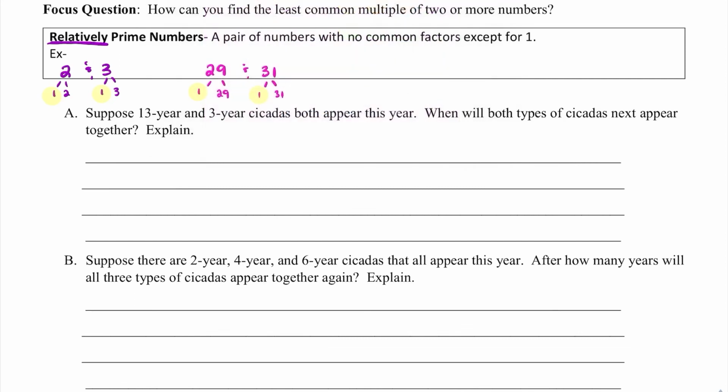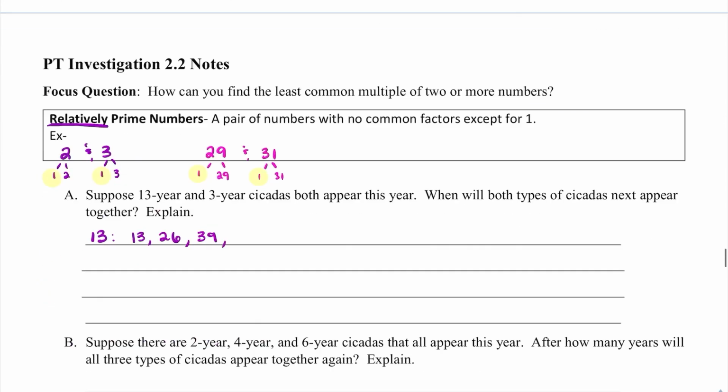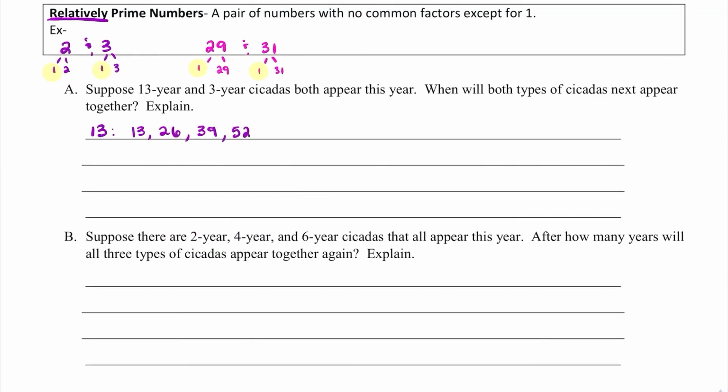All right, so doing the same thing here. We have the 13-year cicadas, so they appear once every 13 years. Let's start with the first 5. That's usually a good place to start. So we have 13, we have 26, we have 39, then we have 52, and after that is 65.